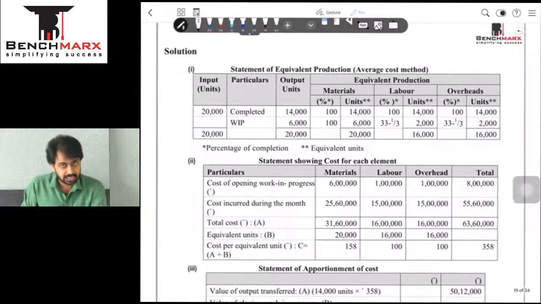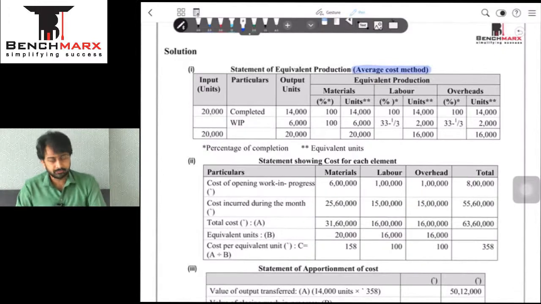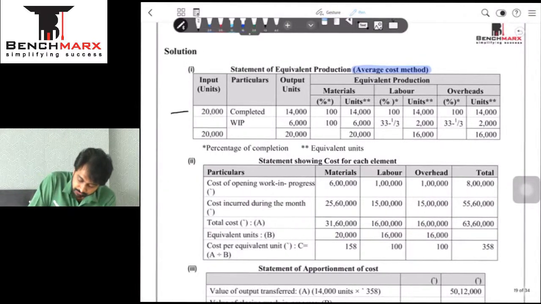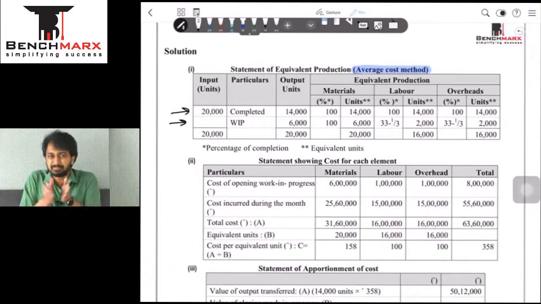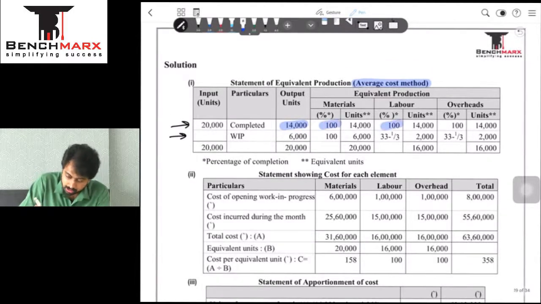Which means we can directly start with the statement of equivalent output, and this will be important as per my average cost method. As we have discussed in the intro, when I am using my weighted average method, the two rows are finished goods and closing WIP. I need not have a split of opening WIP processed further and started and finished separately. I just need the finished content. I don't need to bother how much is opening content and how much is new content. Which means the completed goods in this question is 14,000 because they are completed. As I said, the percentage will always be 100, 100 and 100. And closing WIP is 6,000, this has also been given to us.